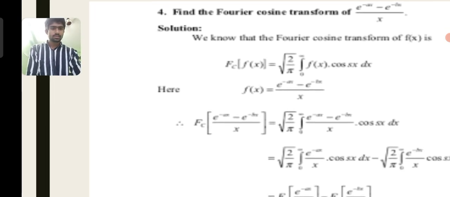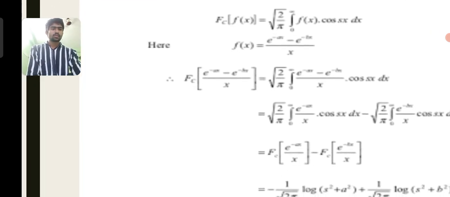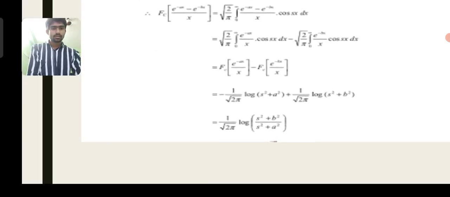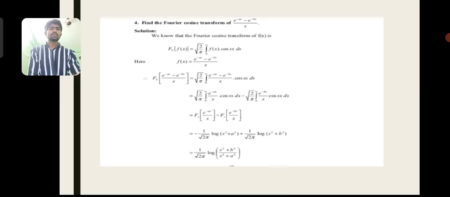So F c of s equals under root of 2 by pi into the integral from 0 to infinity of e power minus a x minus e power minus b x by x into cos s x dx. By simplifying this, we finally get 1 by under root of 2 pi times log of s square plus b square by s square plus a square. This is the simplified result, and this is the example for us.